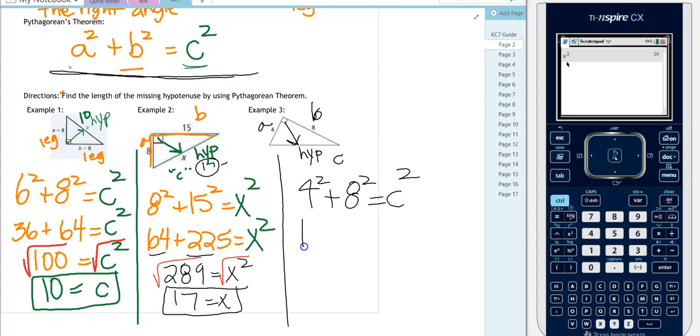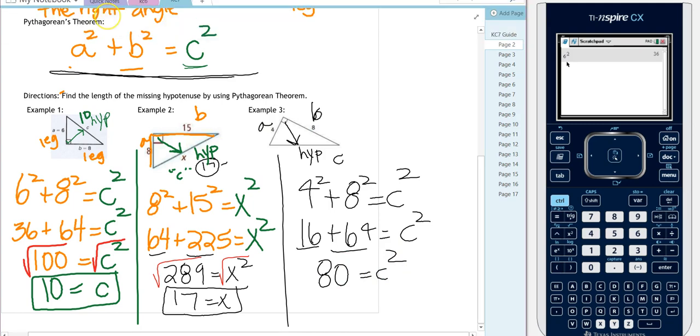4 squared is 16. 8 squared is 64, which is equal to C squared. We combine 16 and 64, add these two together because they are on the same side, which is 80, equaling C squared. We take the square root, right? Because that's how we're going to undo it. It's the inverse of squaring something. And this is roughly about 8.9, which is equal to C.